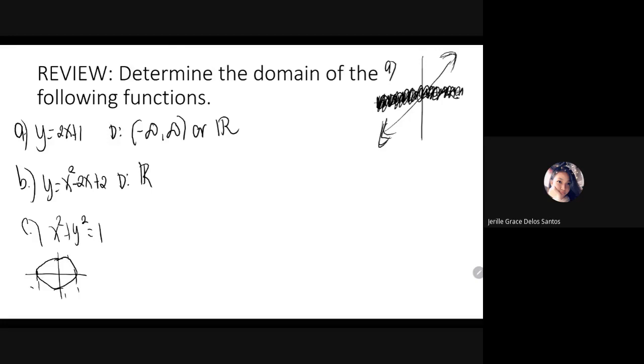So here is the domain. So what's the domain? From negative 1 to positive 1. Is it okay if I am going to put parentheses, negative 1, 1, instead of brackets? Negative 1, 1 bracket.